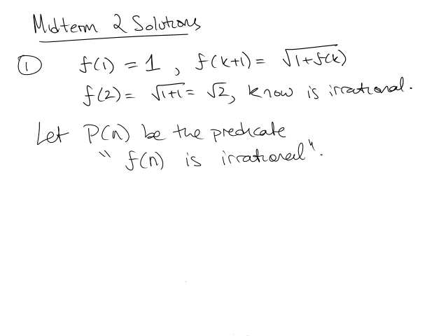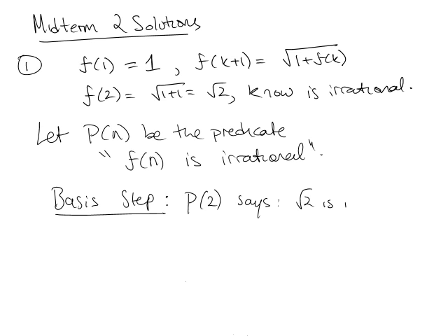Okay? And a proof by induction has two ingredients. It has a basis step and an inductive step. The basis step is the bottom of the ladder. In this case, the bottom of the ladder is 2, not 1, because we want to show f of 1 is actually not irrational. So P of 2 says square root 2 is irrational, which is true, or which in the question it says you're allowed to assume that. So the basis step was sort of given to you.